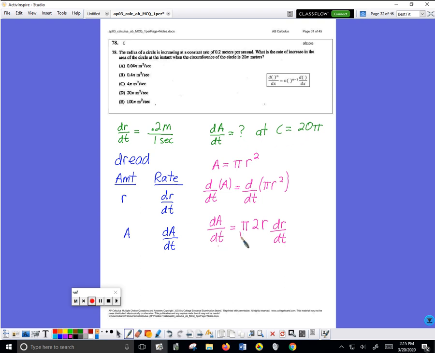But right here I recognize 2 pi r is the circumference. So I know that dA dt must equal 20 pi multiplied by dr dt, which is 0.2. Using my calculator, because I can plug that in, the correct answer is C.